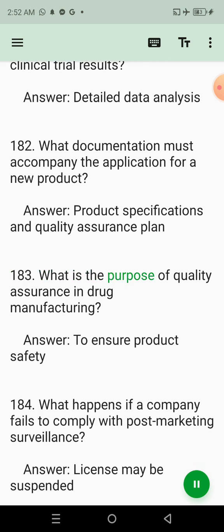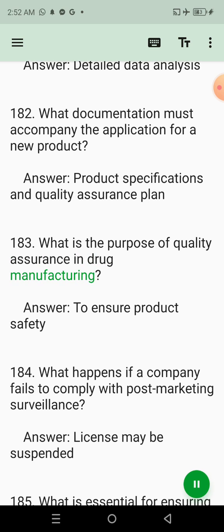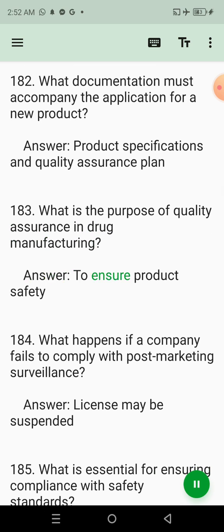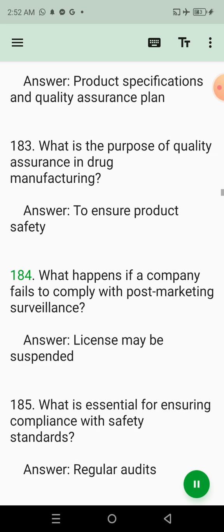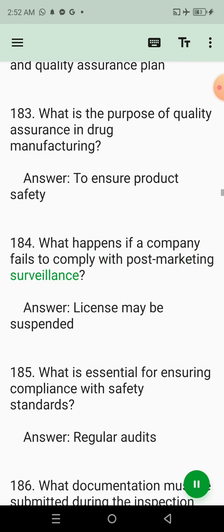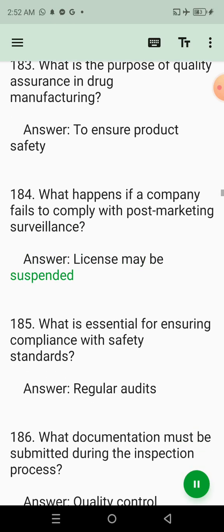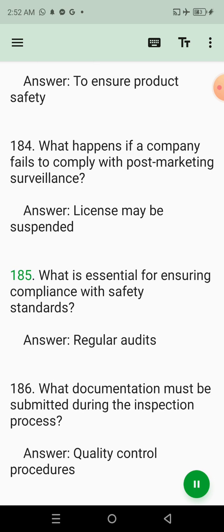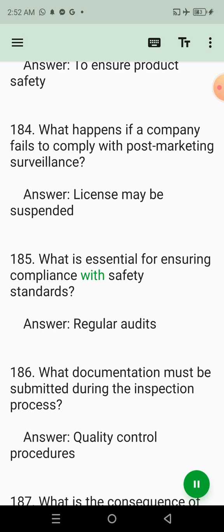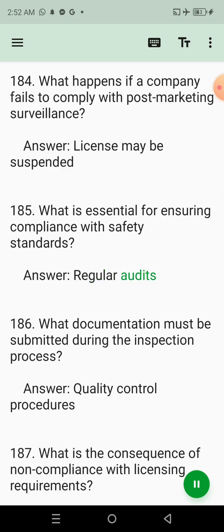183. What is the purpose of quality assurance in drug manufacturing? Answer: To ensure product safety. 184. What happens if a company fails to comply with post-marketing surveillance? Answer: License may be suspended. 185. What is essential for ensuring compliance with safety standards? Answer: Regular audits.